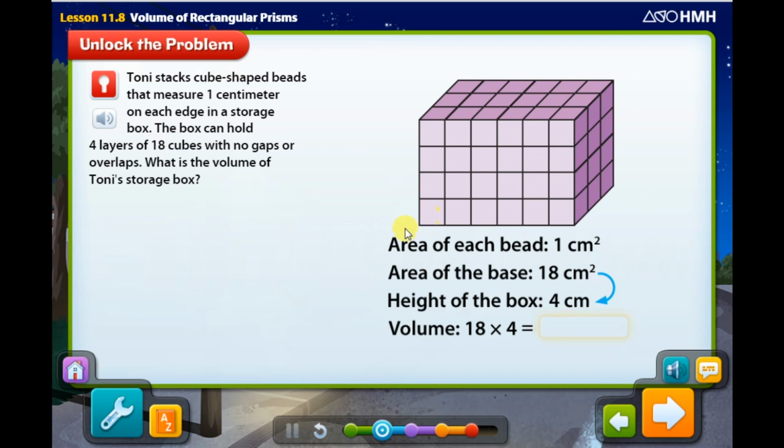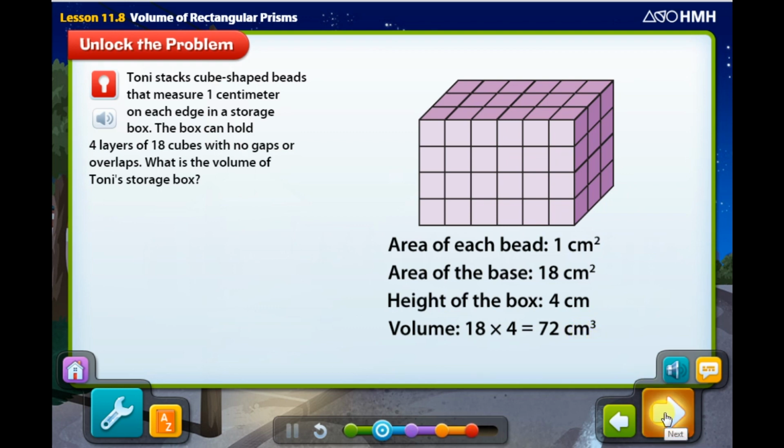Okay, so multiply 18 by 4. 18 multiplied by 4 is equal to 72. So the volume of the box is 72 cubic centimeters. Centimeter, not cubic unit. Cubic centimeter means centimeter with exponent 3. That's why we multiplied: centimeter with exponent 2 times centimeter with exponent 1 gives us centimeter with exponent 3, and this is called cubic centimeter.